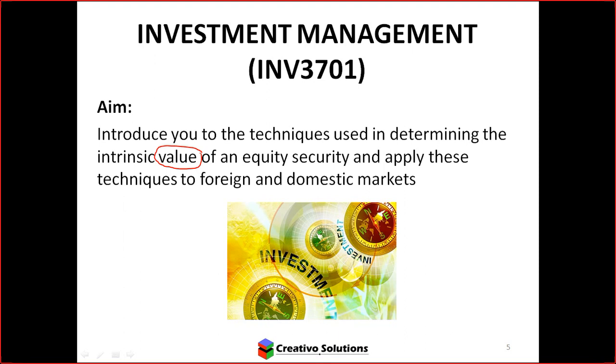So here we're looking at definitions. Okay, we're looking at the investment process. We're looking at this concept of value. So how do we establish value? How do we measure it? What is value? Does value have different, let's say, meaning or context?